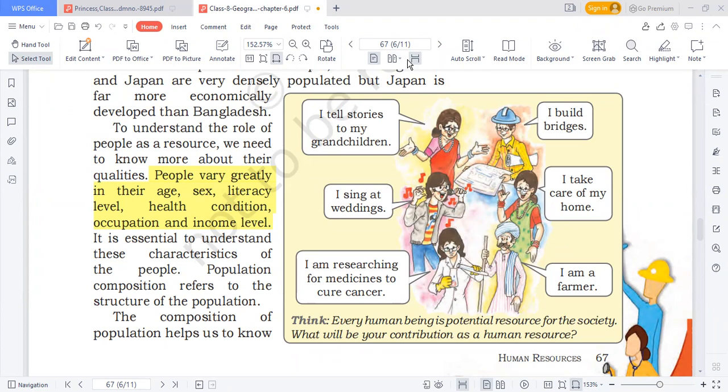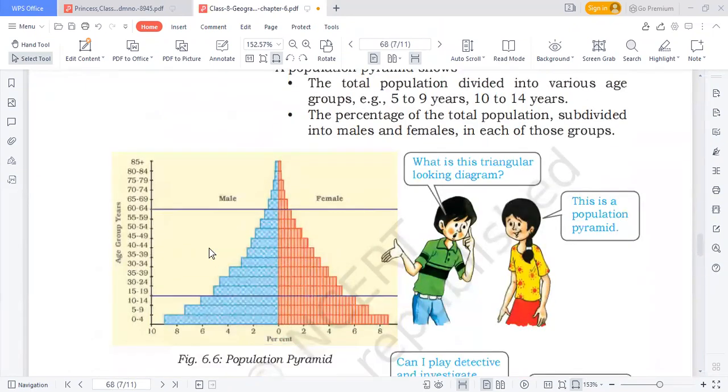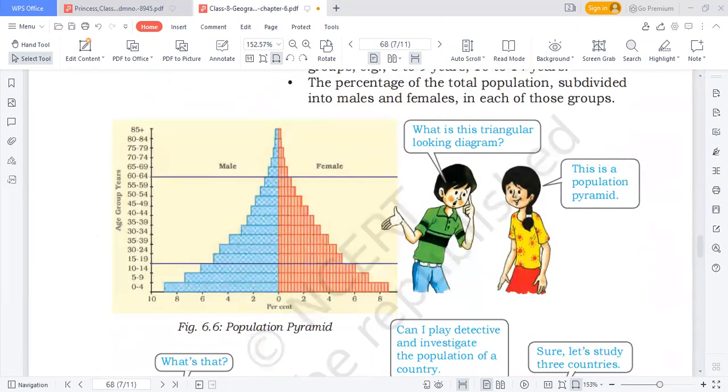And 0 to 14 and above 60 are the dependent class. These two age groups, the young and the elderly, are dependent upon the working population. Is that clear? This is expressed through the population pyramids. The age and sex composition of any country is explained with the help of population pyramids.